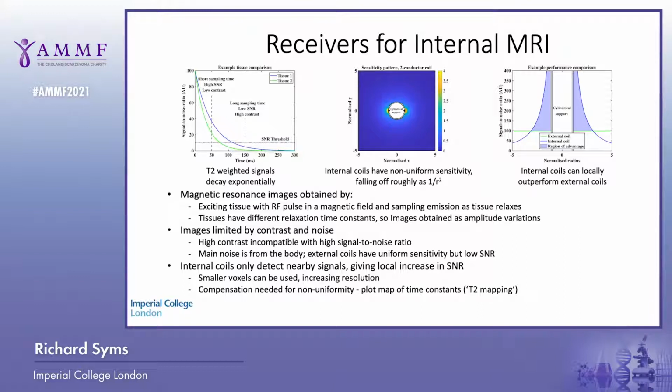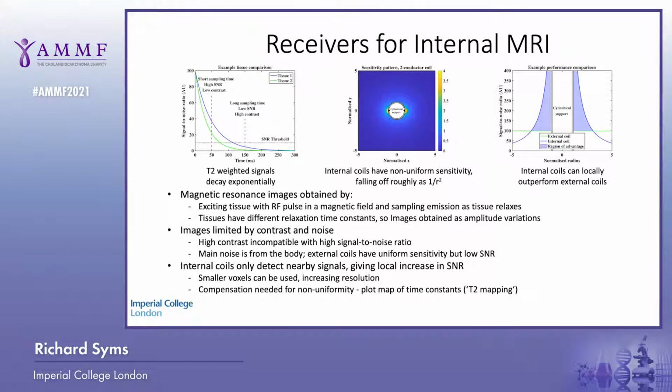Now, these differences in signal amplitude are used to provide contrast in the image, and they allow you to tell different tissues apart. And unfortunately, you can see from this basic argument that there's an inherent contradiction between image contrast and noise. That's a key problem, especially for external coils, which are normally used in the scanner. They wrap around the human body. They pick up noise from the whole body. Typically, they give uniform sensitivity, but not very good signal-to-noise ratio.